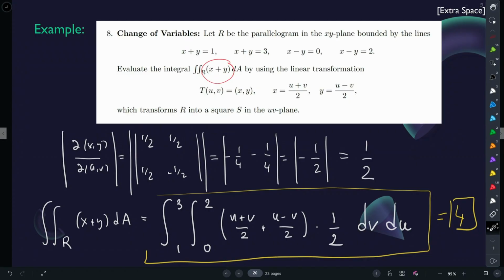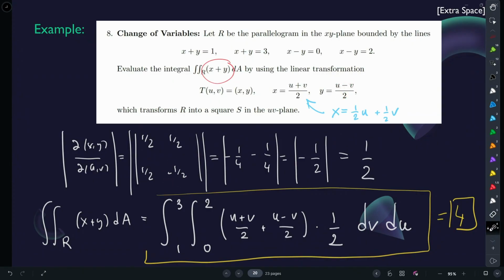Yes? How did you know they were halves? How did I know that these were halves? Yeah. I'm taking derivatives of this function here. So if you look at this function, it is a half u plus a half v. So when I take a derivative with respect to u, the derivative is a half. With respect to v, it's a half. This function has a half, but here it has a minus a half. So that's why there is a minus a half for y.